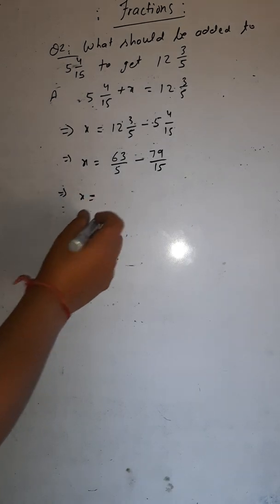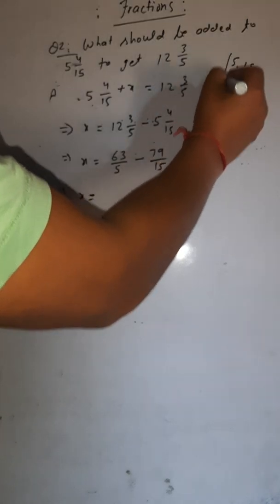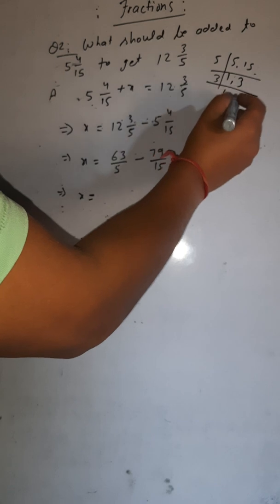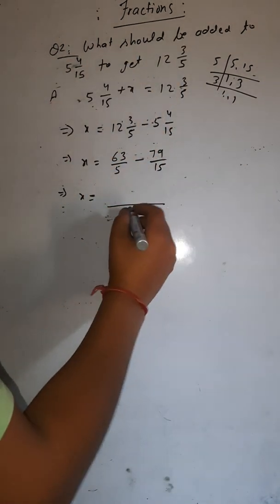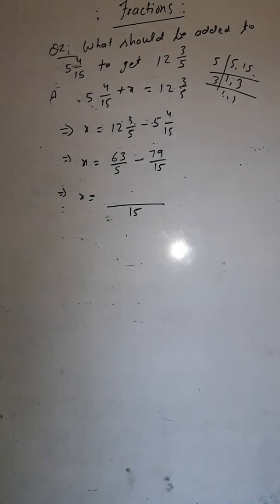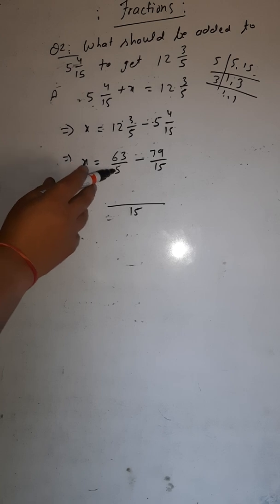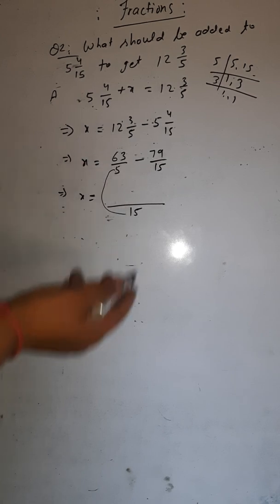We would take the LCM of 5 and 15. Just tell me the LCM of 5 and 15 now. 5 ones are 5, 5 threes are 15, divide by 3, 1. So the LCM is 5 threes are 15, 15 is the LCM. So write this LCM 15 here. Okay. Now what should you do? We would divide this LCM by both the denominators. First you would divide this by 5. How many times is it going? 5 threes are 15, 3 times.